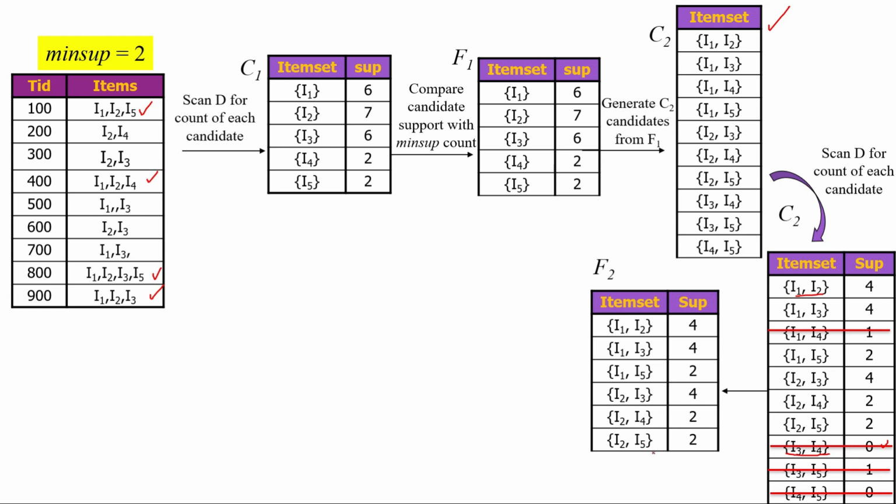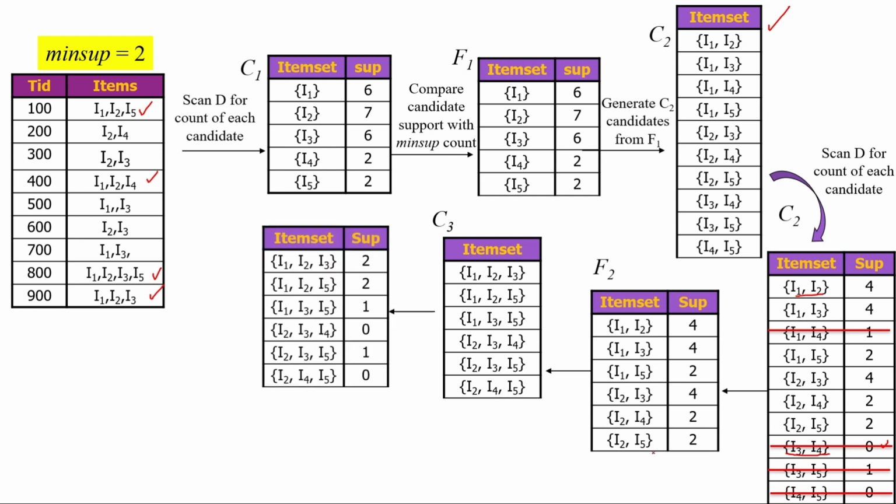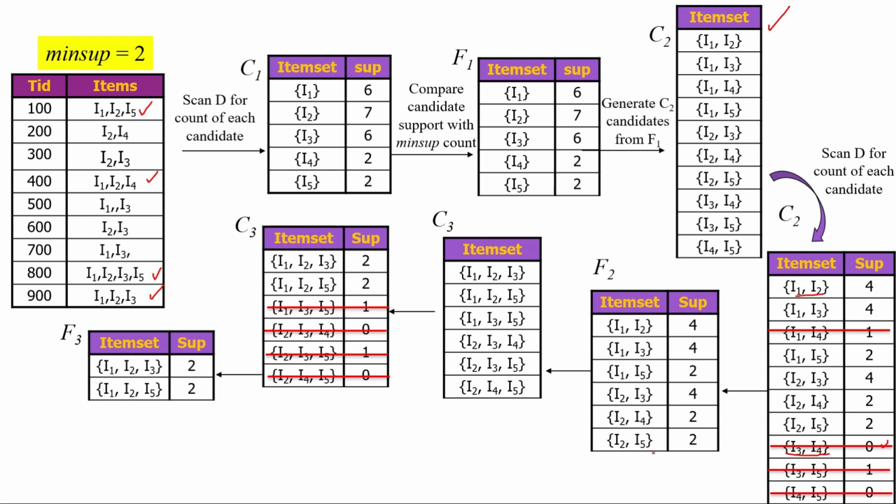So from this we can calculate candidate item sets of length 3. Similarly you can do this as we have done in our previous example. This is our candidate item set of length 3 with their support count, and from this we can generate frequent patterns of length 3, and their support count is 2 and 2.